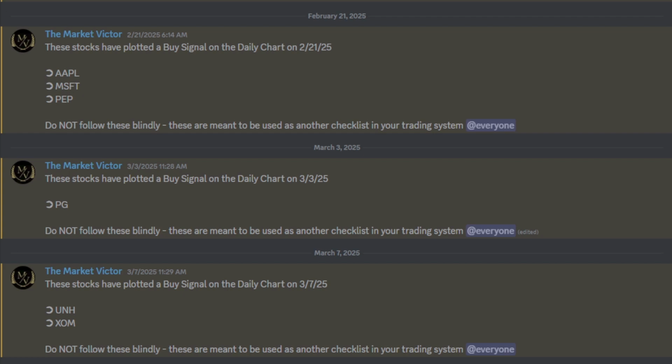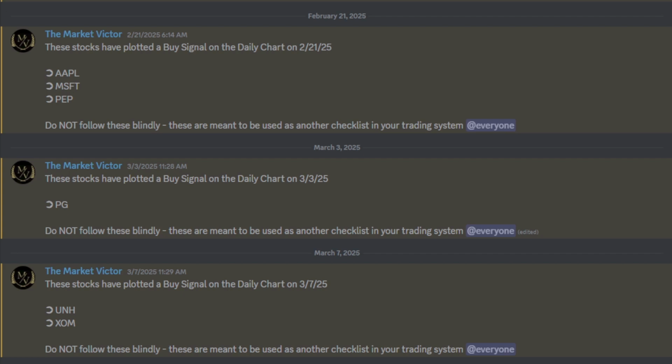The intention of these signals is not to follow them blindly, of course. This is to be used as a checklist item in your own trading system and give you that confidence to take a trade. I designed these signals for option selling purposes because the average time that a buy signal will be valid for is up to 2 weeks, and for sell signals up to 1 week.